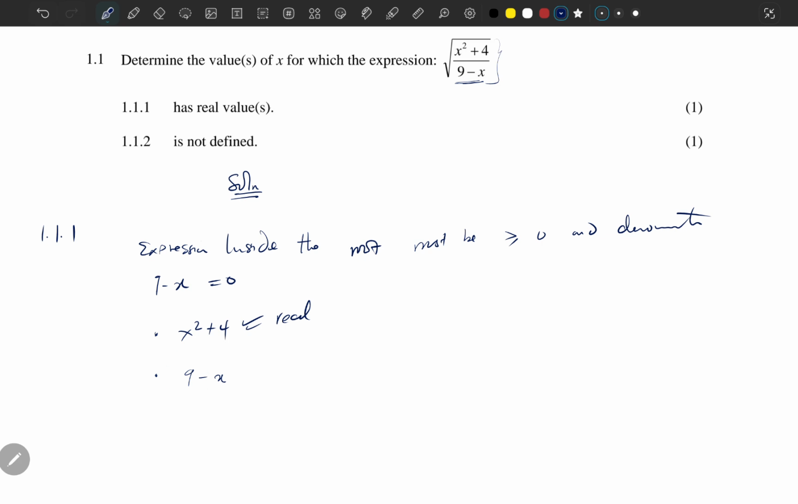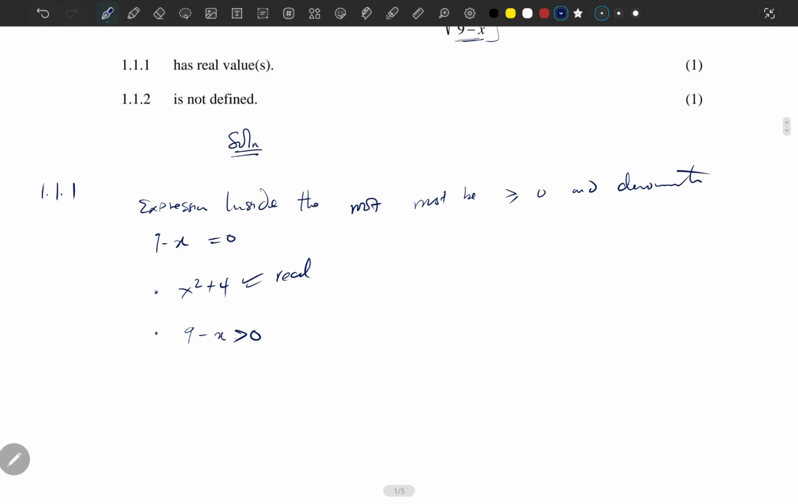If we want this one to be real, this must be greater than or equal to what? Sorry, not equal to 0. It must be greater than 0, so that the fraction stays positive. That's our main aim here. And it should not be equal to 0, of course.